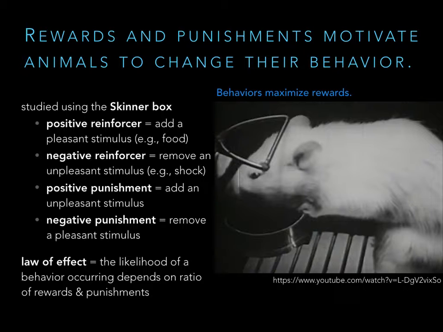And then punishments would be negative. All right. Now we have a couple different types of reinforcers and punishment. Reinforcers are always going to increase the likelihood of a behavior. Punishments are always going to decrease the likelihood of a behavior. All right, and so the law of effect on the bottom there is saying that the likelihood of a behavior occurring depends on the ratio of rewards and punishments.